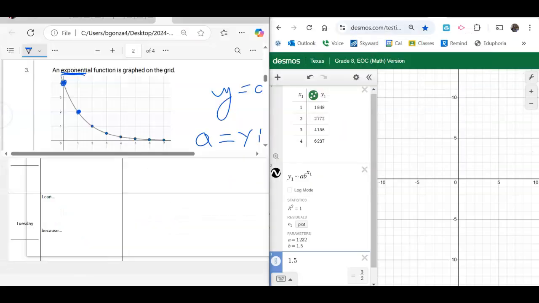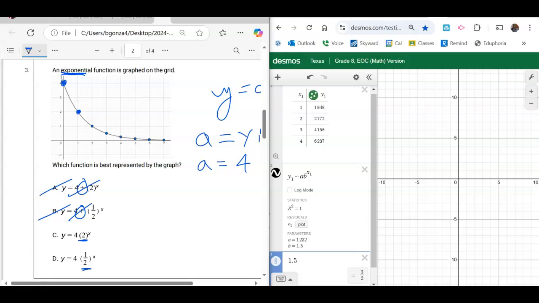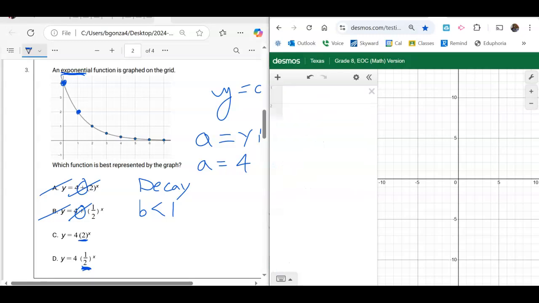Well, you might already see that it's 1/2 because it's going down. It's decay, which means your b has to be less than 1, and only 1/2 is less than 1. But let's say you're not sure. You could also just graph and check the answer choices. I mean, you could even graph A and B and check it, okay?